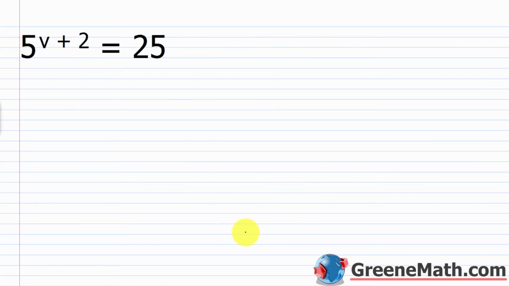All right, so for the first problem, we're going to look at 5 raised to the power of v plus 2. This is equal to 25. So to solve this equation, what we want to do is have the same base on each side of the equation. On the left, I have a base of 5. On the right, what could I do to rewrite 25 as a number in exponential form where the base is 5? Well, 25 is just 5 squared, so I could just write 25 as 5 squared. So now the equation would be rewritten as 5 raised to the power of v plus 2 equal to 5 squared. So I have the same base.